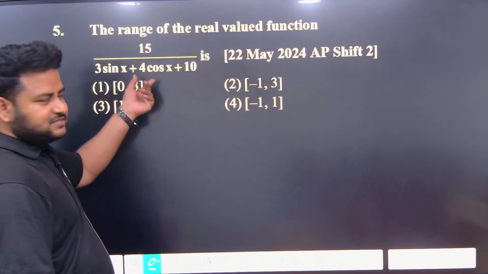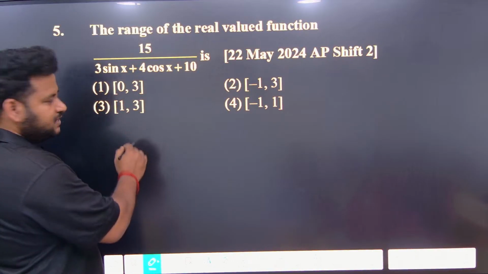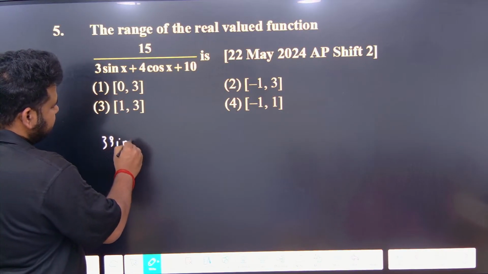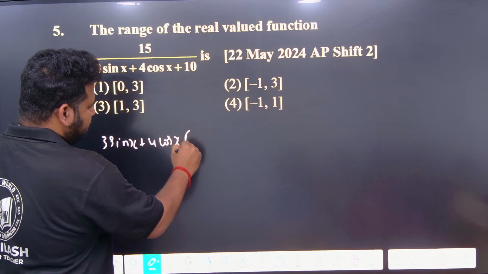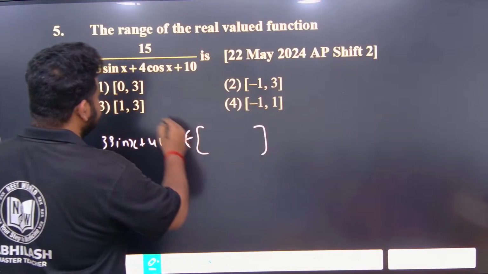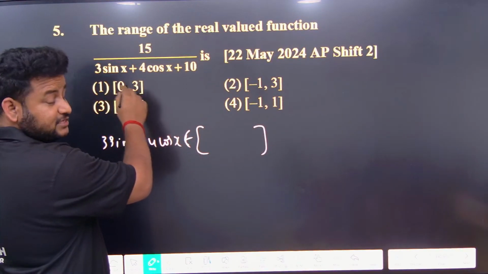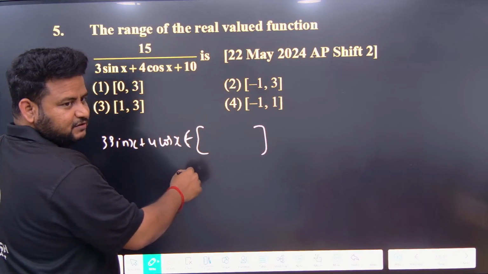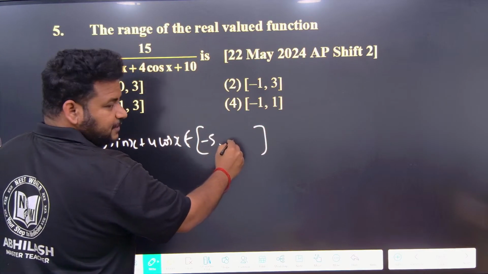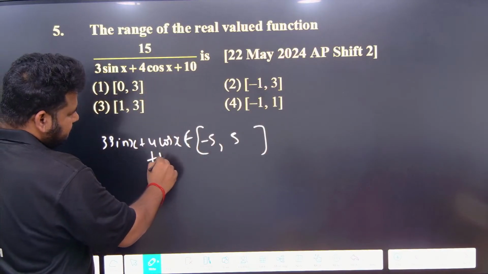So 3 sin x plus 4 cos x, this is what I will do. Please observe now. Square root of a square plus b square for 3 sin x plus 4 cos x. For this, I will apply that this will belong to the closed interval from minus square root of a square plus b square to square root of a square plus b square. Square root of 3 square plus 4 square is square root of 25, that is nothing but 5. This will be minus 5 and this will be plus 5. Correct? But here plus 10 is there, so I should add plus 10 to both.